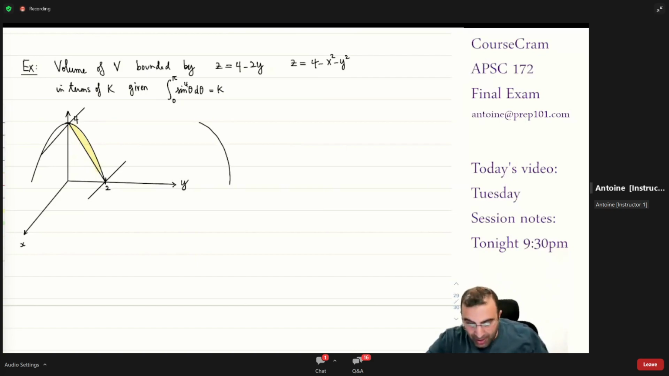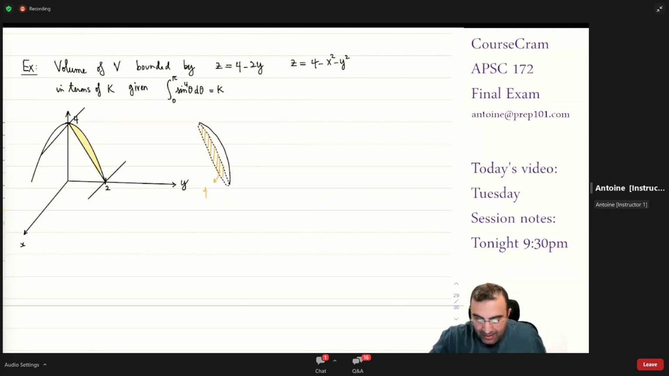But then you're cutting it off by a plane. So technically, you're going to have a form that looks like this. It's so difficult to draw in 3D. Do you see what I'm saying? This is the plane.